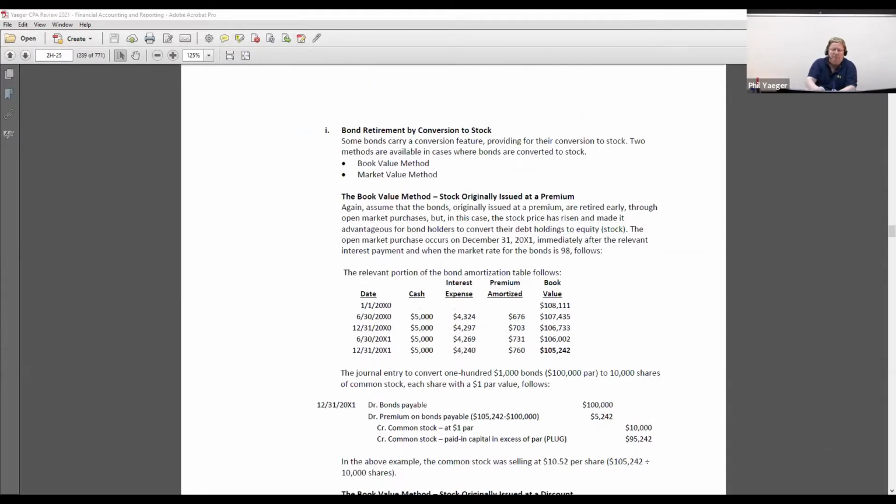There we go. Some bonds carry a conversion feature. So what we're doing here is we're retiring bonds and converting them to stock. Now, why might we retire bonds and just convert to stock? Because of this reason.